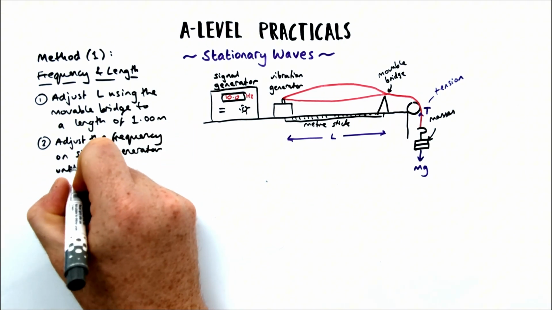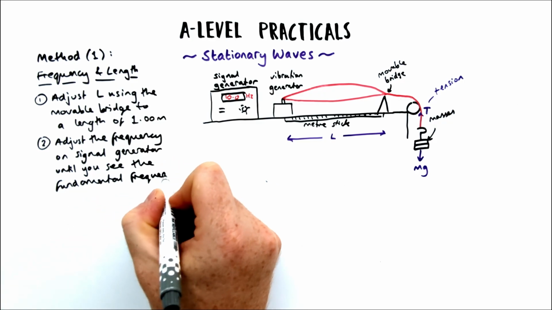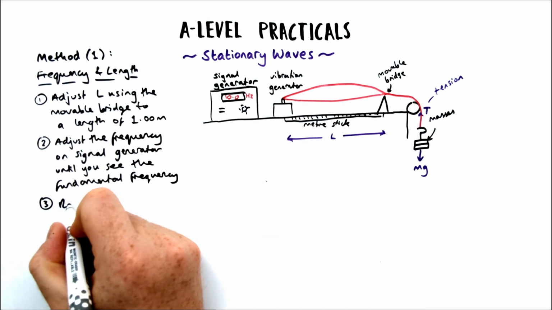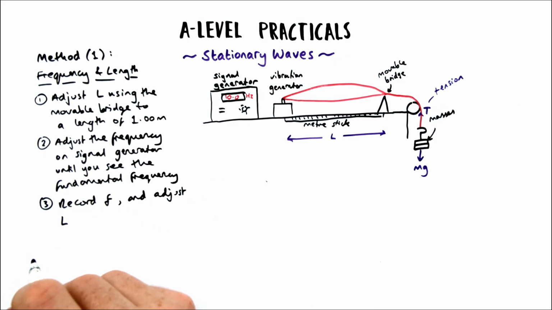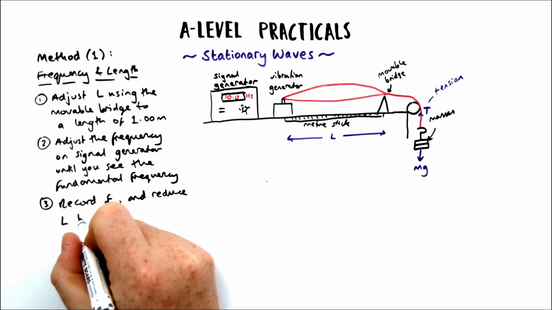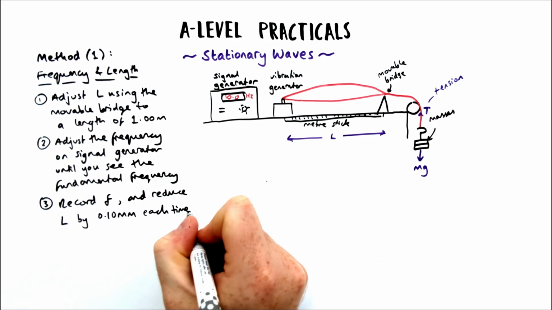Then you have to adjust the frequency on the signal generator until you see the pattern seen here, which is going to be the one loop fundamental frequency. You have to find exactly the right frequency, otherwise you won't see that shape. Then you record that value of the frequency, and then you reduce L by, let's say, 10 centimeters each time. You obtain roughly 8 readings.